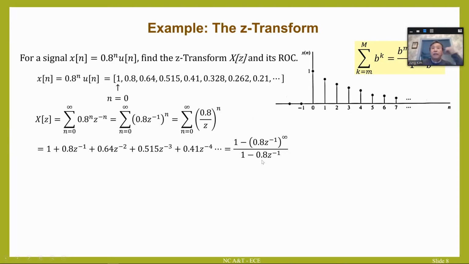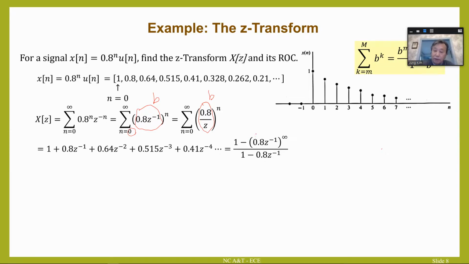In this formula, this one is b. Then the denominator part is 1 minus b, so 1 minus 0.8 z to the minus 1. And the numerator part is 0.8 z to the minus 1, starting from 0 here, so to the 0 is 1, minus the term where the ending point is infinity.